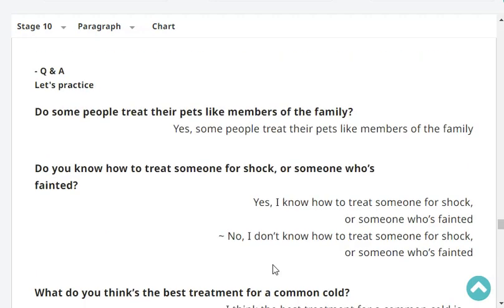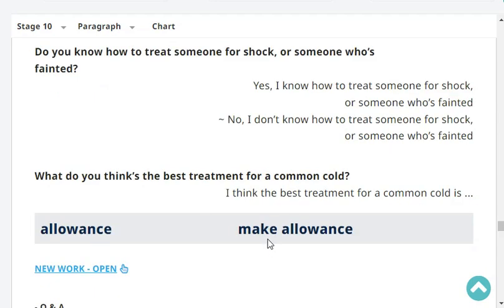Okay, let's practice. Do some people treat their pets like members of the family? Yes, some people treat their pets like members of the family. Do you know how to treat someone for shock or someone who's fainted? Yes or no? Yes, I know how to treat someone for shock or someone who's fainted. Very good.